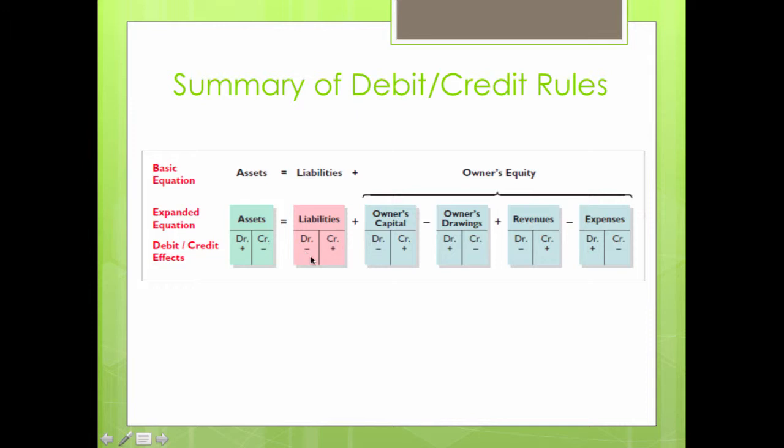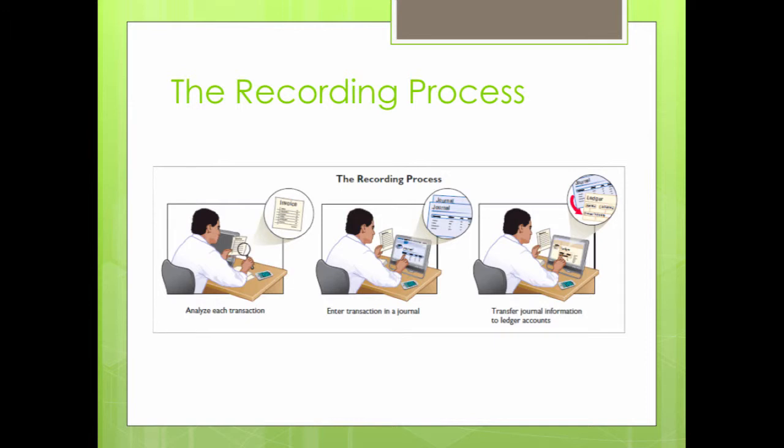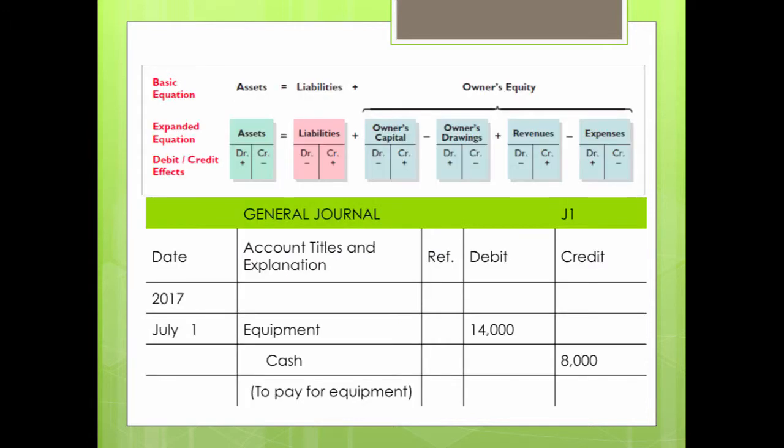Also, notice that the rules change for owner's equity. You see these? All these are for owner's equity. Depending on the account that you are working on will depend if you debit or credit, and it will depend if you want to increase or decrease your account. We already covered that, so let's go into what's next in the accounting recording process.